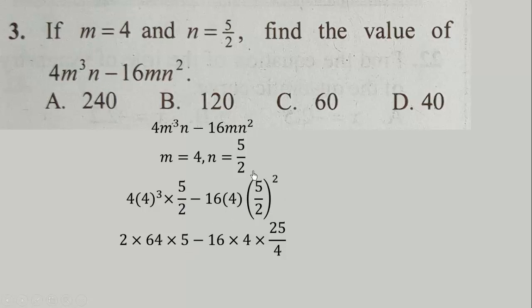Now we need to use the law of exponent, or we square this. 5 squared will be 25, 2 squared will be 4. We can now cancel this and this. So when we multiply 2 by 5, we get 10 times 64. We get 640 minus 16 times 25, which is the same as 640 minus 400, and that will give us 240. So the correct answer is option A.